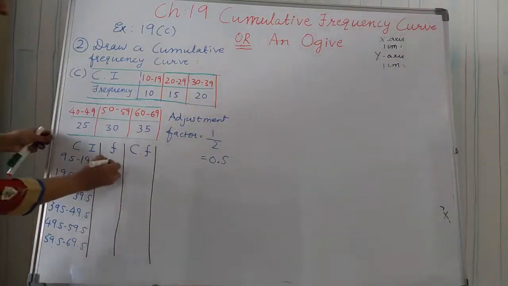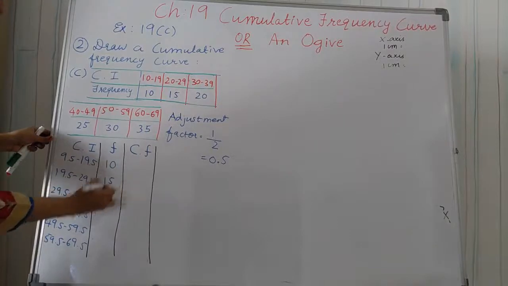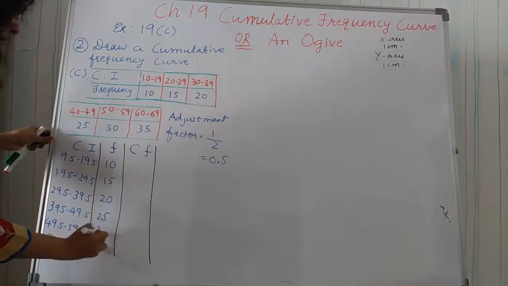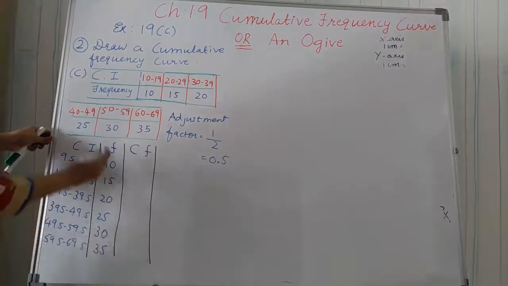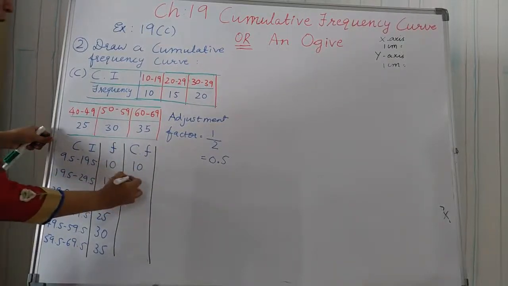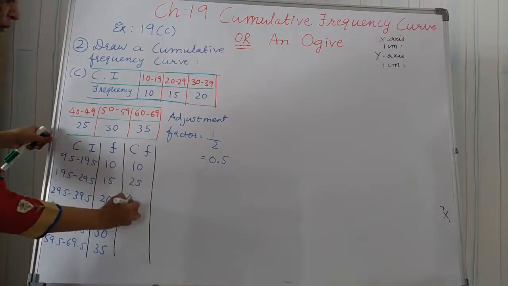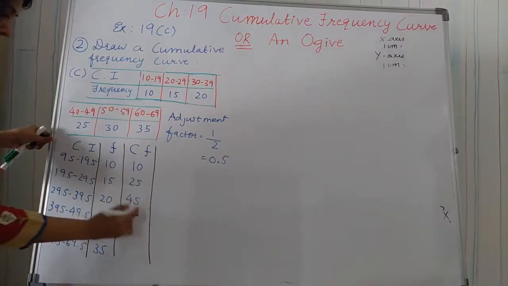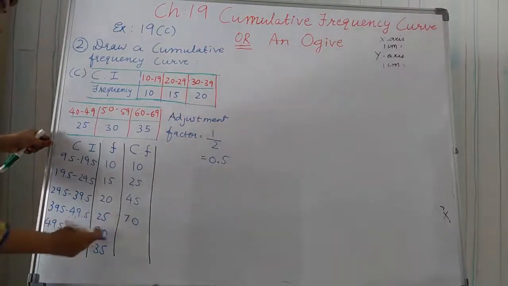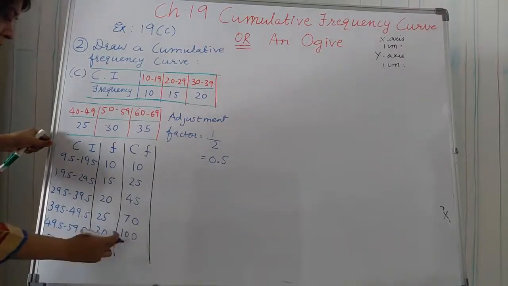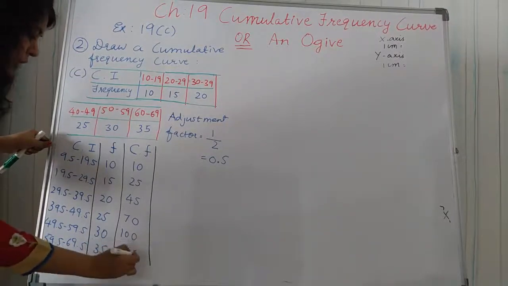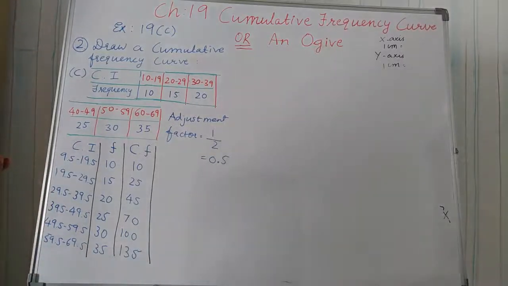Now I write the corresponding frequencies: 10, 15, 20, 25, 30, 35. So now we take all the cumulative frequencies. Start with 10 plus 15, 25, plus 20, 45, plus 25, 70. 70 plus 30, 100. 100 plus 35, 135. So this way, students, you need to get your cumulative frequencies.